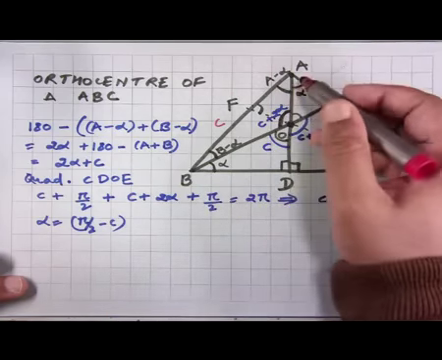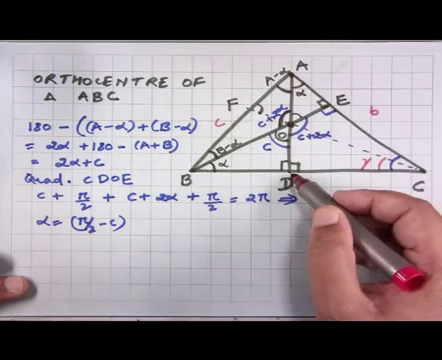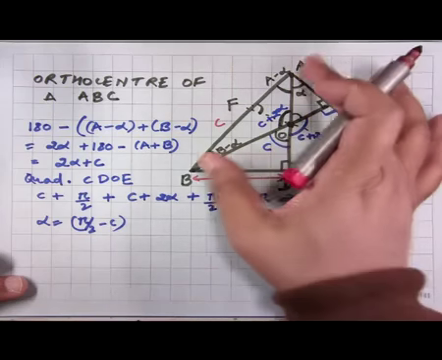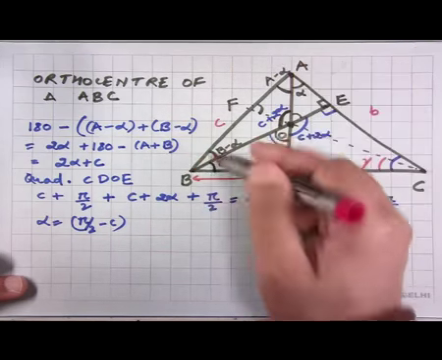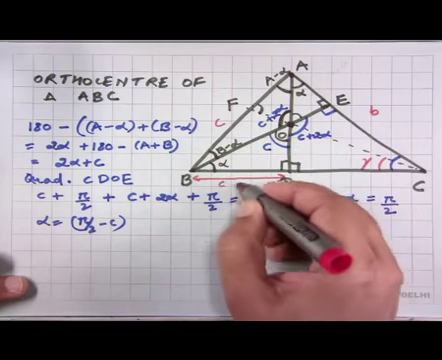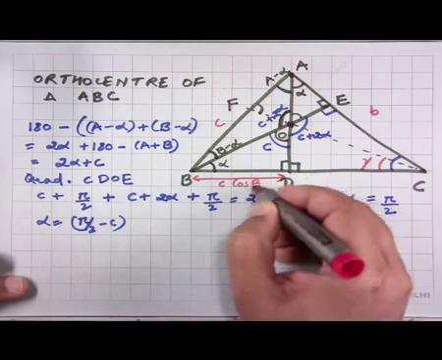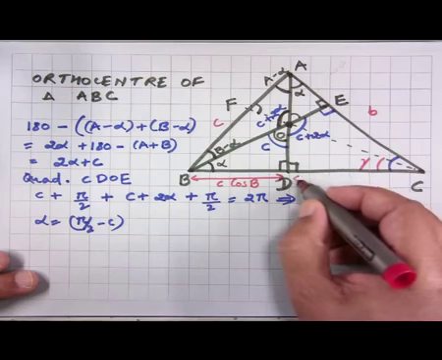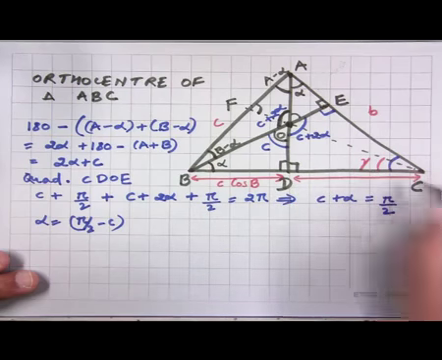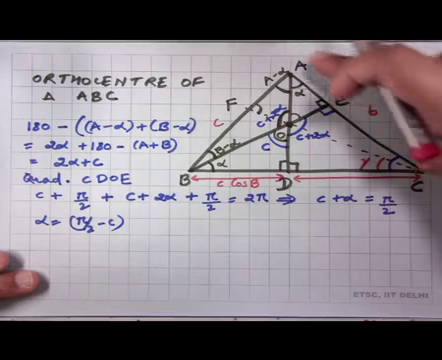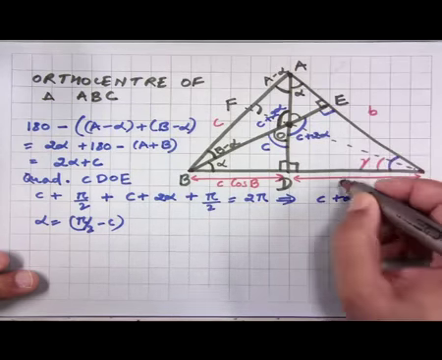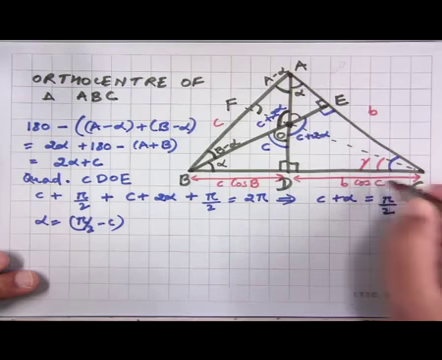Now, if you look at the right angle triangle ABD, then this length is obviously equal to C times cosine of this angle B. So, it is C times cosine of B. And similarly, this length over here is, so this is B. So, B times cosine of this angle C. So, B times cosine of C.